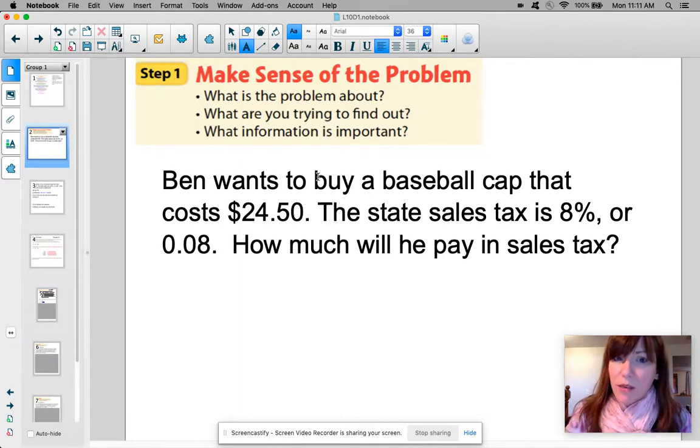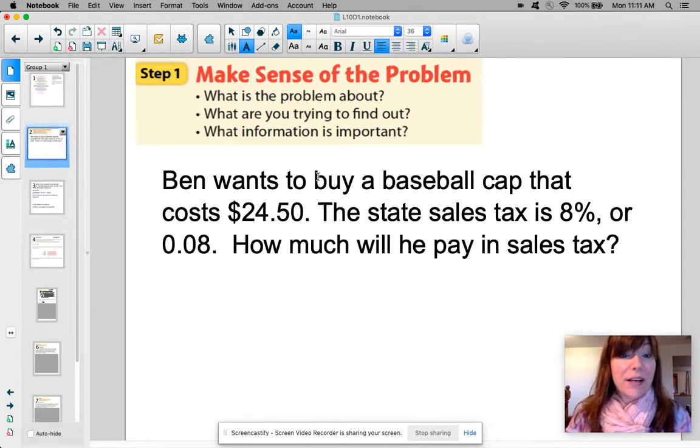So this problem is about buying something and the tax that's involved. What we're trying to find out is that sales tax. It's not the total, it's just that part of the price that we're going to increase and add on at the end. So this is something that we have had experience with.